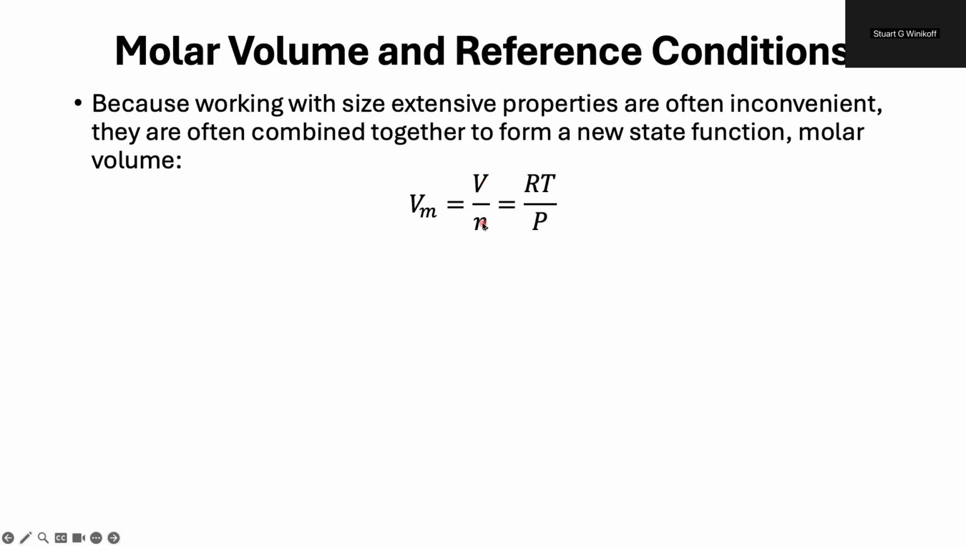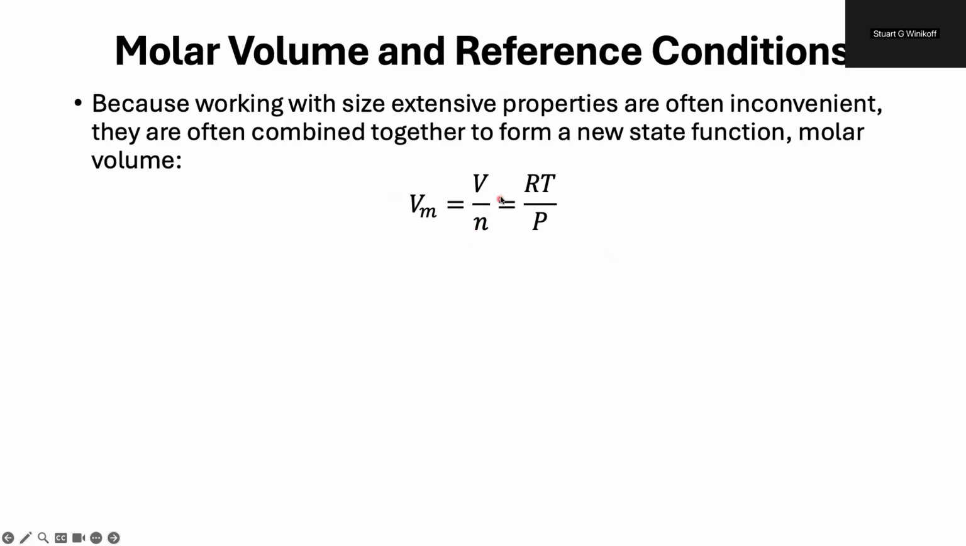Now, the nice part here is that if I have two independent size extensive properties, volume and moles, any ratio of two size extensive properties gives me a size intensive property. So the molar volume, or the liters of volume occupied by 1 mole of gas, doesn't depend on the amount of substance. Instead, what it really is is a form of concentration.